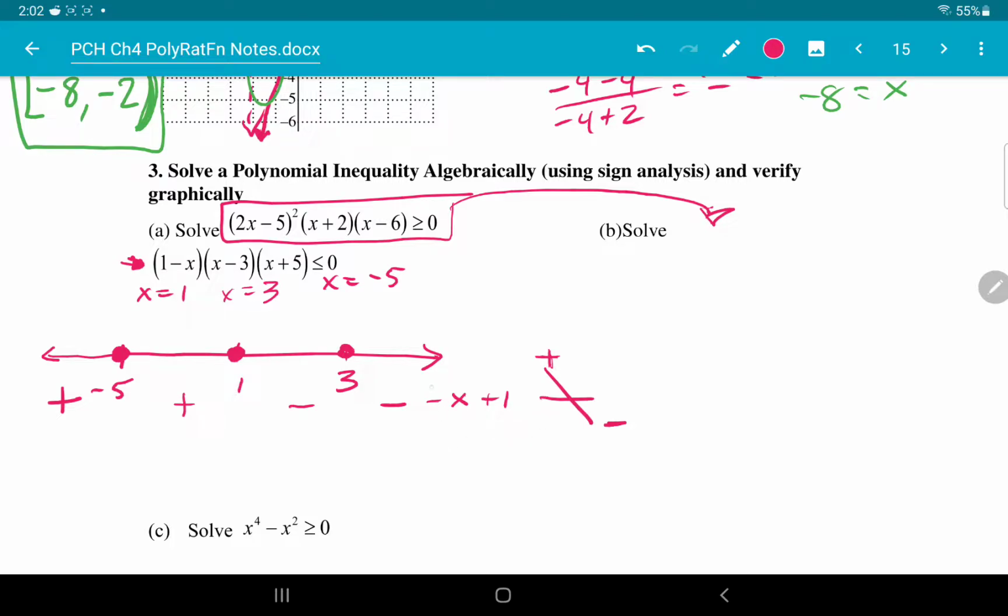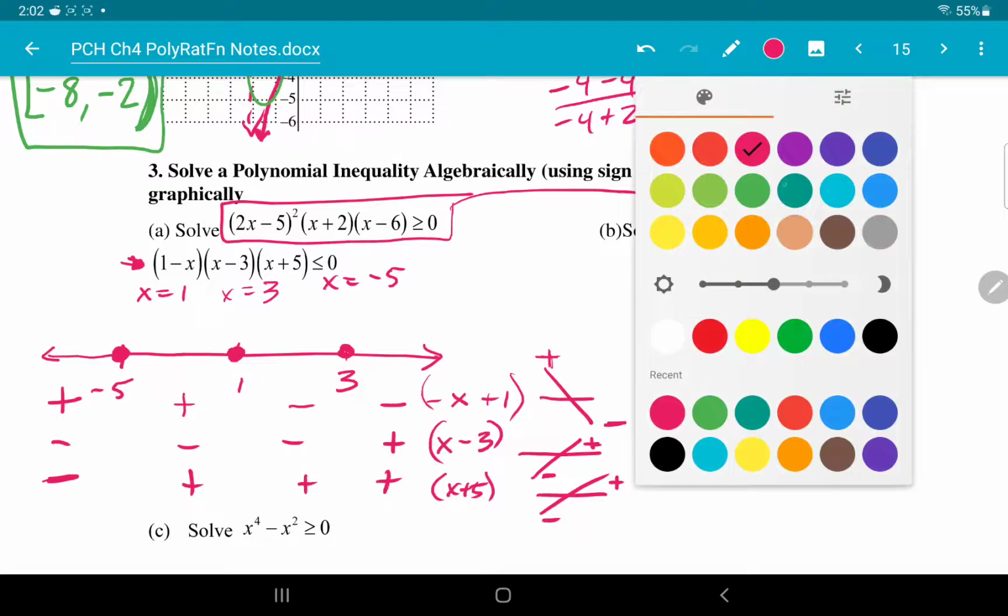And then we have the factor x minus 3. That is a line with a positive slope, so it's going from negative numbers to positive numbers, intersecting at 3. So I'll have negative numbers until I reach 3, and then it will be positive. And then we have our last factor, which is x plus 5, and just like x minus 3, it's a positive slope: negative until we reach negative 5, and positive anytime after that.